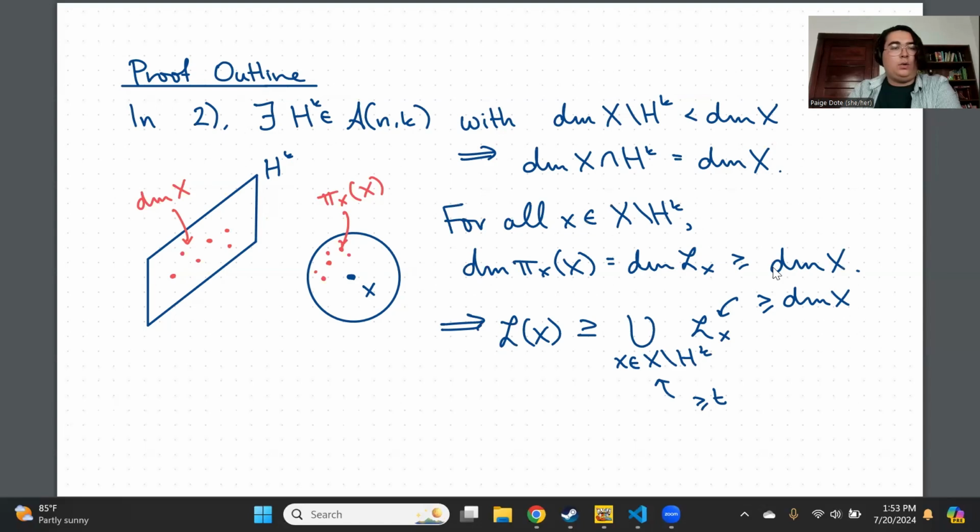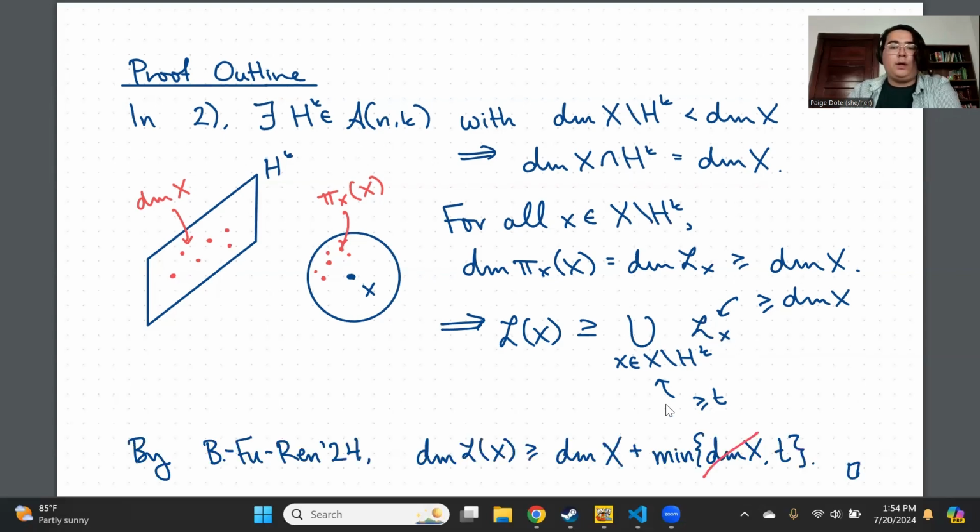We elaborate on why this holds beyond the heuristic outline here in our paper, but for now we'll just use it. In particular, we found that our set of lines spanned by X contains a union over pins that are at least T-dimensional, where through each pin there's a set of dim X dimensional lines. And so, using the result of myself, Yu Fu, and Kevin Ren, we're able to obtain that the dimension of the set of lines spanned by X is at least dim X plus T, since T is strictly smaller than dim X, so that term doesn't matter here.